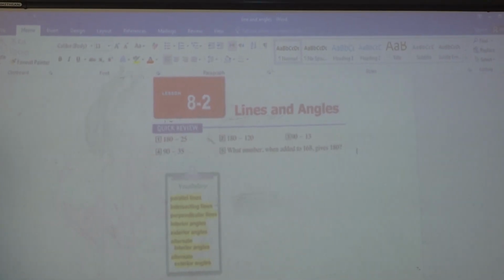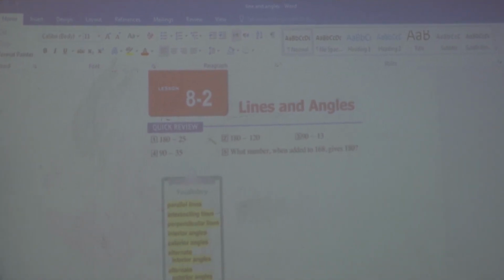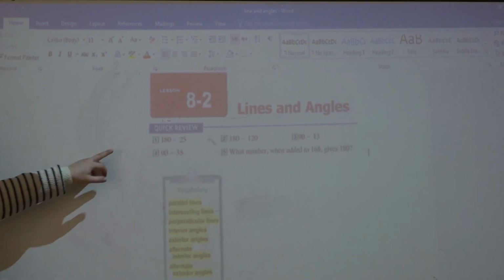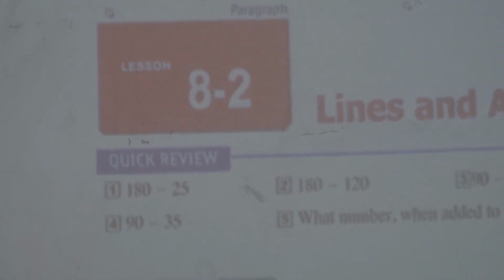Today we talk about a new topic: lines and angles. Last lesson we talked about equations and angular relationships, and this is a quick review. For example, 180 minus 25. That's easy.